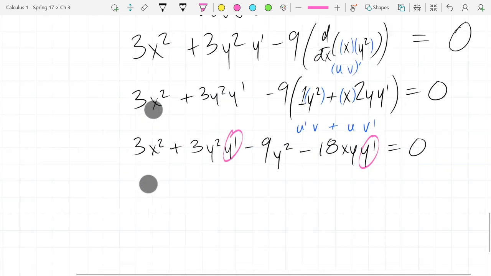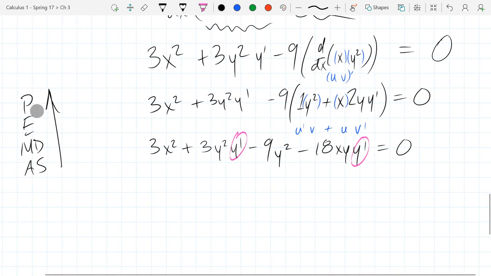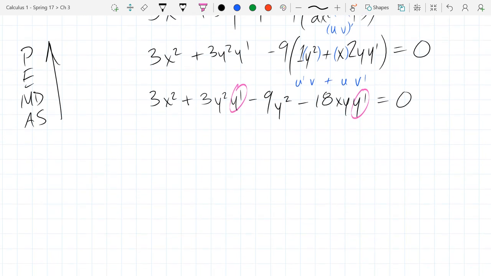So when in doubt, PEMDAS. So when in doubt, go up the ladder. I don't have to do addition subtraction first. What would be a good multiplication or division to do? How about 1/3? Multiply by 1/3. Everything has got a factor of 3. So if I multiply by 1/3, I'll reduce right away.